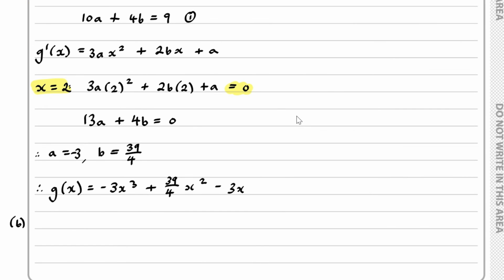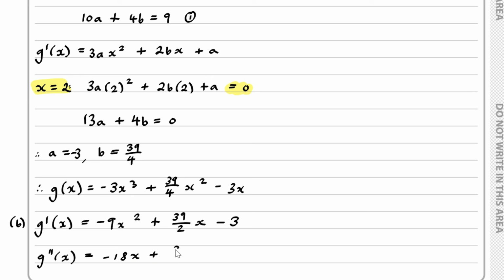And now for part B, we have to prove that the stationary point at 2, 9 is a maximum. For us to work out whether we have a minimum or maximum, we first of all need to work out the second derivative. So if we work out the first derivative, replacing a with minus 3 and b with 39 over 4, g dash of x is equal to minus 9x squared plus 39 over 2 x minus 3, and g double dash of x is equal to minus 18x plus 39 over 2.